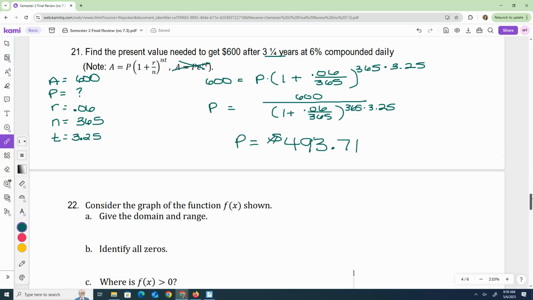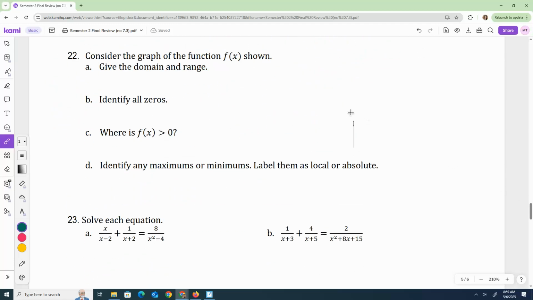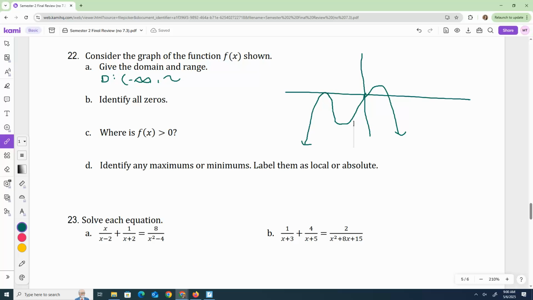Question 22. I think I'm going to go ahead and talk about the whole thing. I don't know why my graph didn't carry over when I opened this. But you have a graph that looks something like this. Domain and range. Domain is going from left to right. This is going to keep going and this keeps going, so eventually it hits everything. So my domain would be negative infinity to positive infinity.